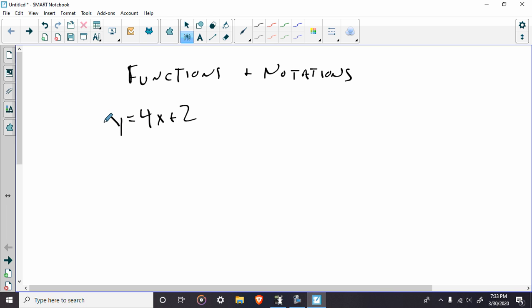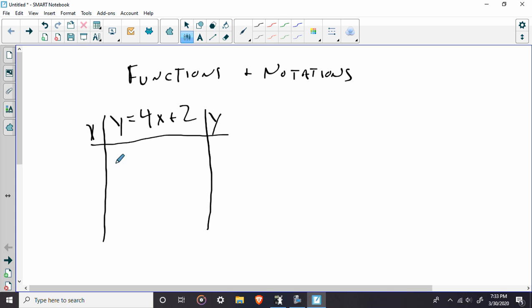And normally what we did was we made ourselves a little table, right? And we said, if x equals this, then y equals this. So we can pick out some numbers, 0, 1, 2, 3. And what do we say? X equals 0, so we're going to plug in 0 for x. Well, 4 times 0 is 0, and 0 plus 2 is 2. So 0, 2 is one solution.